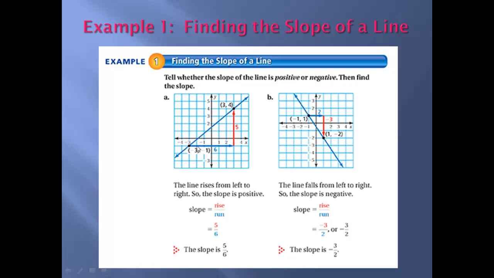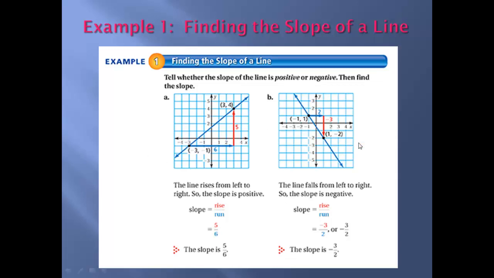If we look at our 2 points, we're going to go over 1, 2, 3, 4, 5, 6, so that'd be the run, and then we're going to go up 1, 2, 3, 4, 5, and that would be our rise. So our rise was 5 and our run was 6, so our slope is 5/6.